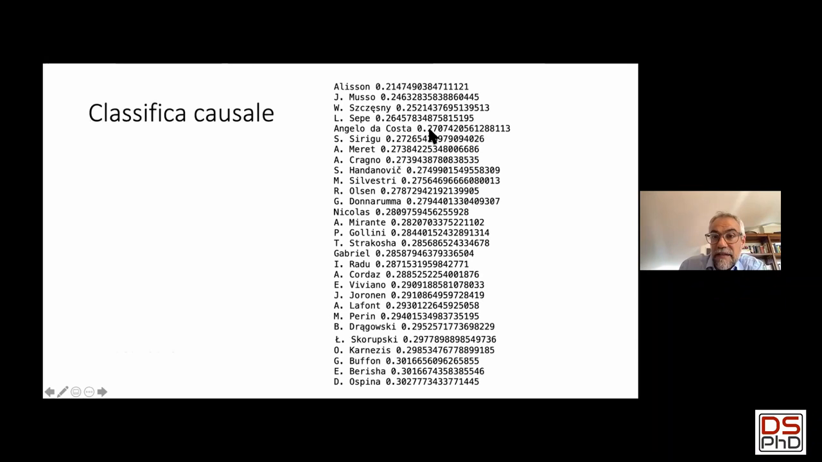You see that in the 0.27 performance, there are 1, 2, 3, 4, 5, 6, 7, 8 goalkeepers. So Sirigu and Donnarumma or Silvestri and Cragno are all top level goalkeepers, but some of them are more top than the others. We are playing in Serie A, and these guys are not there by chance. Okay, so we are looking to distinguish between people that have already got an outstanding performance.